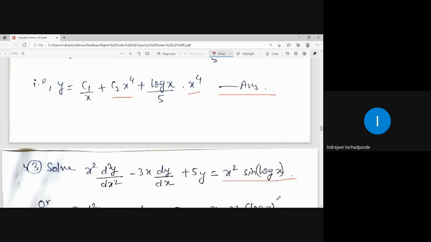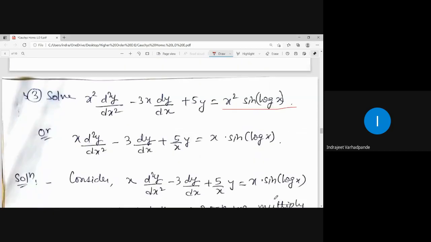x square into d2y by dx square minus 3x dy by dx plus 5y is equal to x square into sine of log x. Or suppose the question is given as x into d2y by dx square minus 3 dy by dx plus 5 by x y is equal to x into sine of log x.